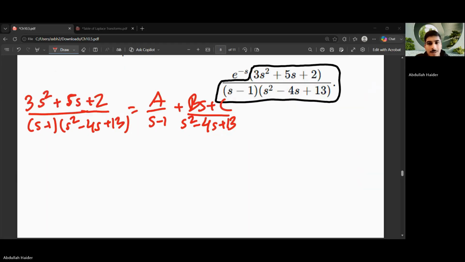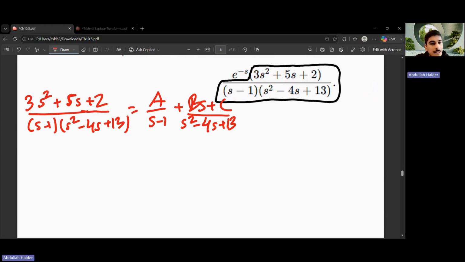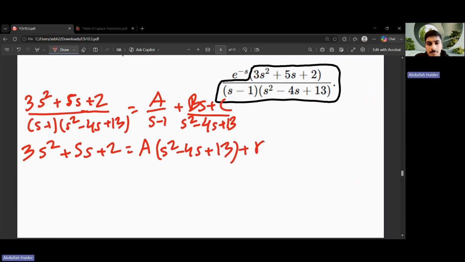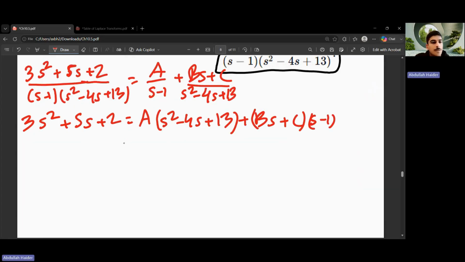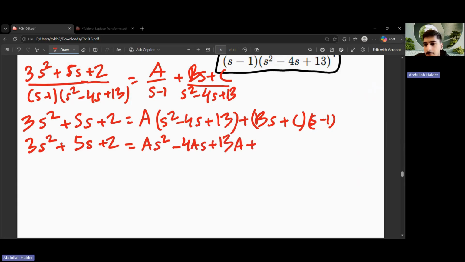It's the same thing you have been doing up till now in the partial fraction section. 3s squared plus 5s plus 2 equals A(s squared minus 4s plus 13) plus (Bs plus C) multiplied by (s minus 1). So 3s squared plus 5s plus 2 equals As squared minus 4As plus 13A plus Bs squared minus Bs plus Cs minus C.